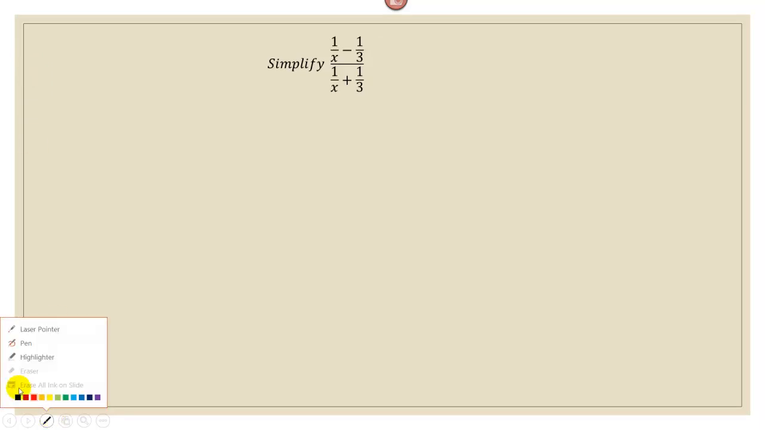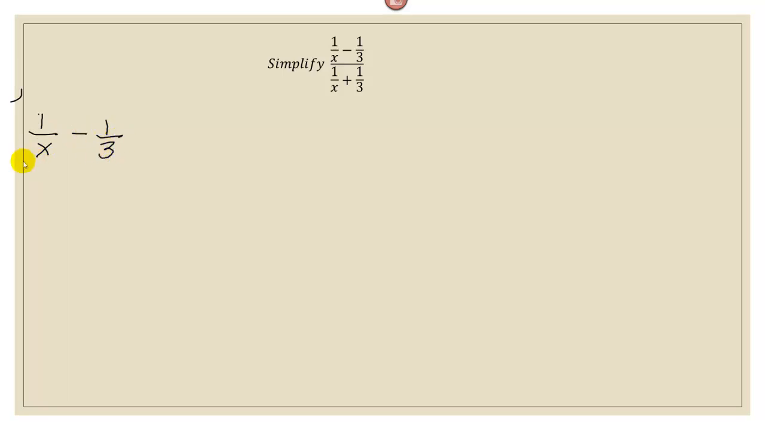Take out the pen. All right. Sorry about that. All right. So we have 1 over x minus 1/3, all of that divided by 1 over x plus 1/3.